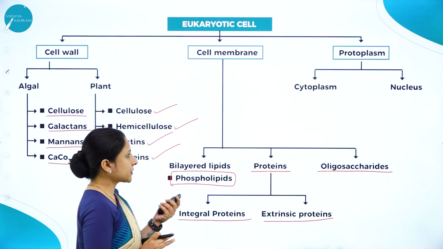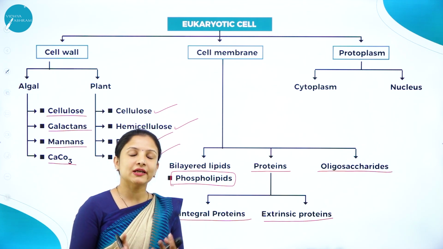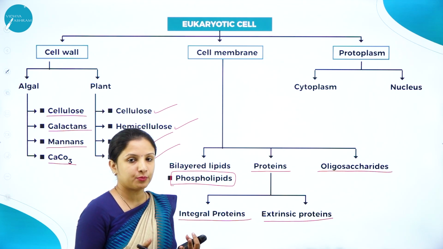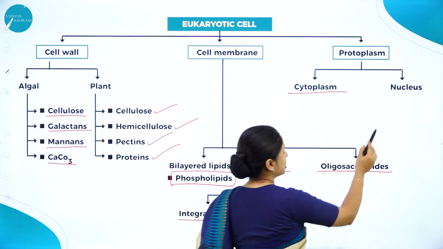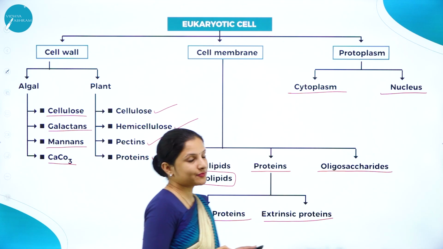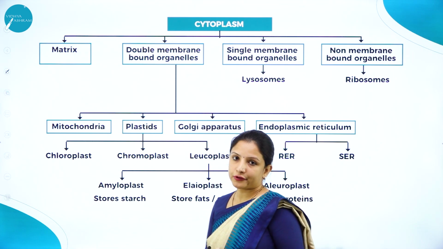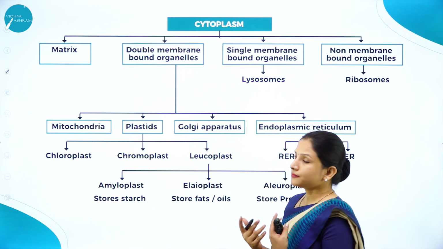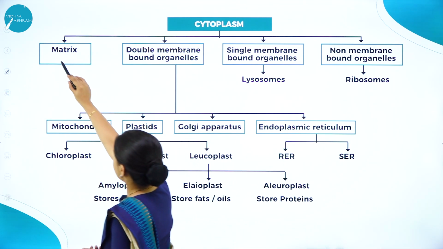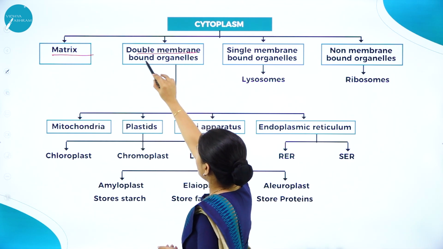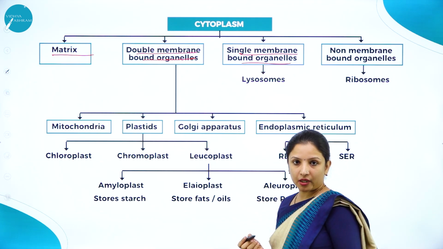And talking about the protoplasm. Protoplasm is nothing but the nucleus along with the cytoplasm; we call it protoplasm. In the protoplasm, there is the granular matrix which is called the cytoplasm, and the nucleus is also present. So this is about the eukaryotic cell. Now, in the cytoplasm, what all components and cell organelles are present, we shall look into. The cytoplasm consists of the matrix, then it has double membrane bound organelles, single membrane bound organelles, and non-membrane bound organelles.